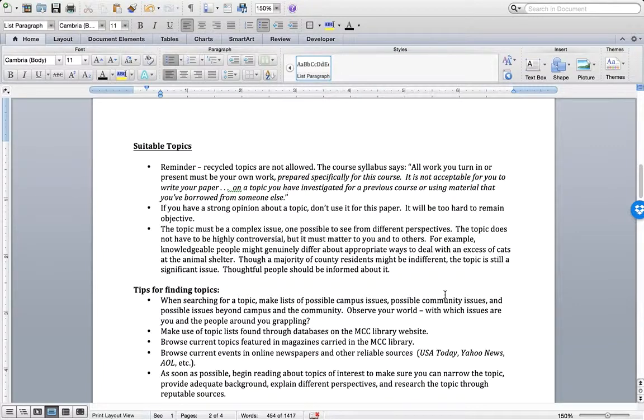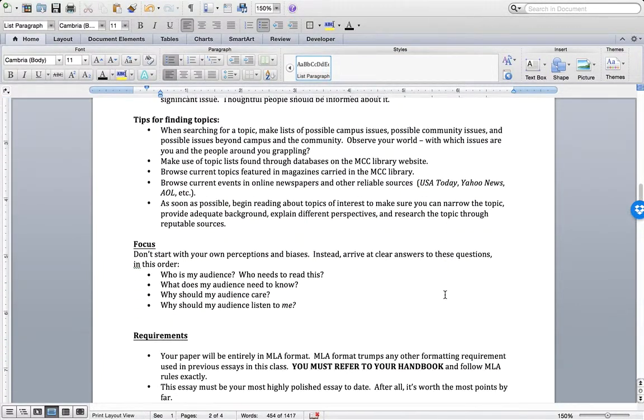Tips for finding topics. When searching for a topic, make lists of possible campus issues, possible community issues, possible issues beyond campus and the community. Observe your world. With which issues are you and the people around you grappling? Make use of topic lists found through databases on the MCC Library website. I'll show you a little bit more about that in a few minutes. Browse current topics featured in magazines carried in the MCC Library or a local library if you're not on campus. Browse current events in online newspapers and other reliable sources.